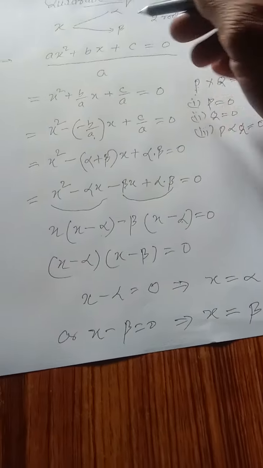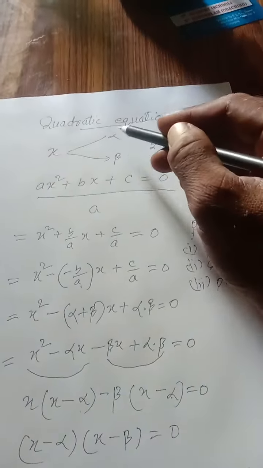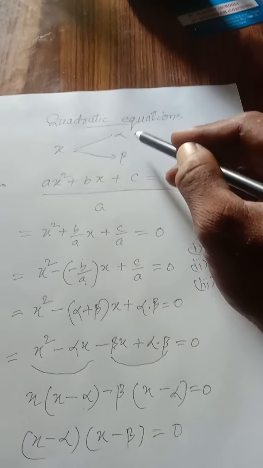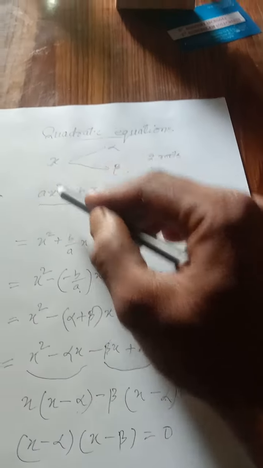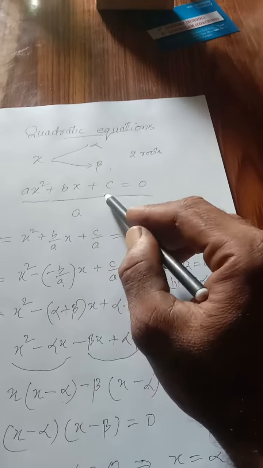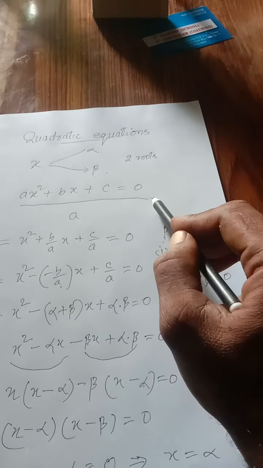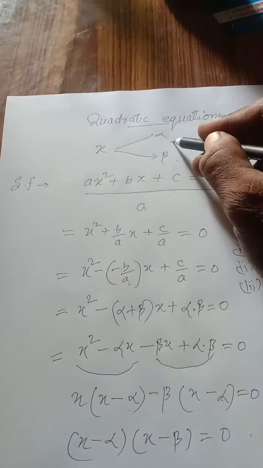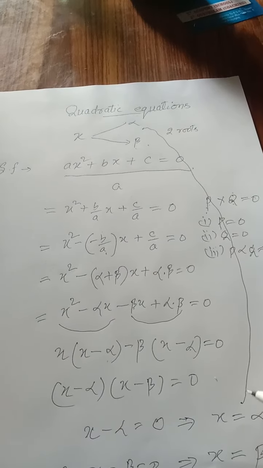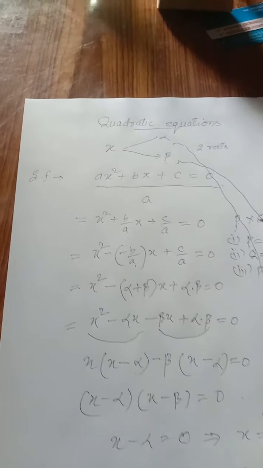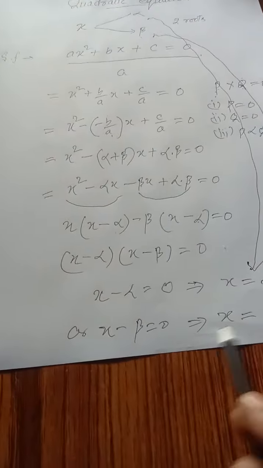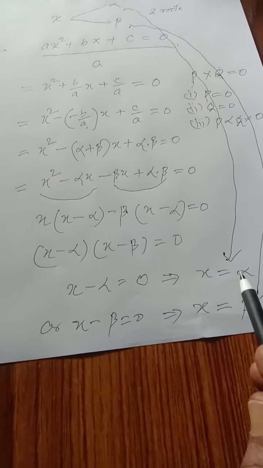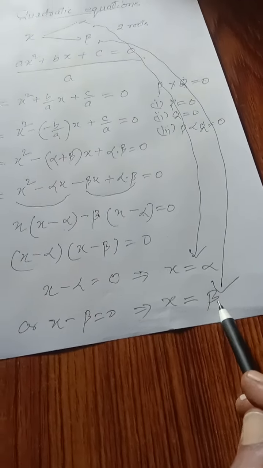Now you are seeing here this result: alpha and beta are the two roots of x in quadratic equation ax square plus bx plus c is equal to 0. Just this is the magic, just I have shown you here x is equal to alpha and x is equal to beta. This is the way how I have come to x is equal to alpha and x is equal to beta. These are two roots of quadratic equation.